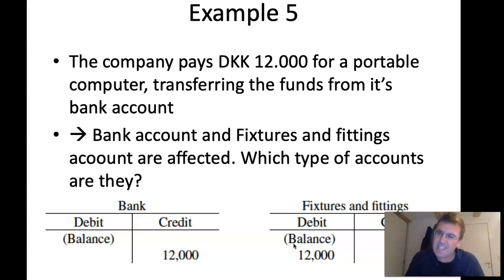Example number 5. This is the last example of this video. The company pays 12,000 for a portable computer, transferring funds from its bank account. The bank account and fixtures and fittings account are affected. Which type of accounts are they? You see fixtures and fittings, 12,000 added to this because of the portable computer. Bank account, you credit 12,000 because you have used 12,000.